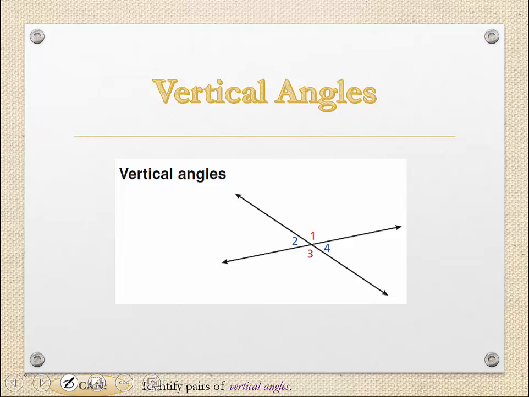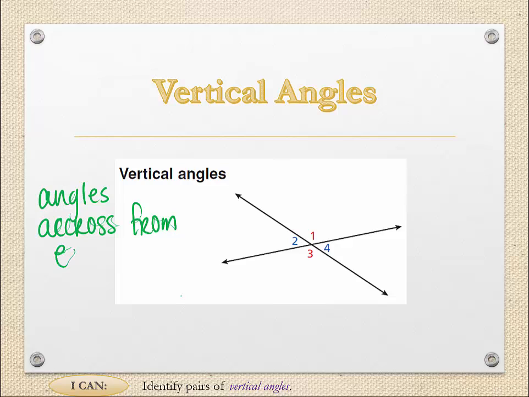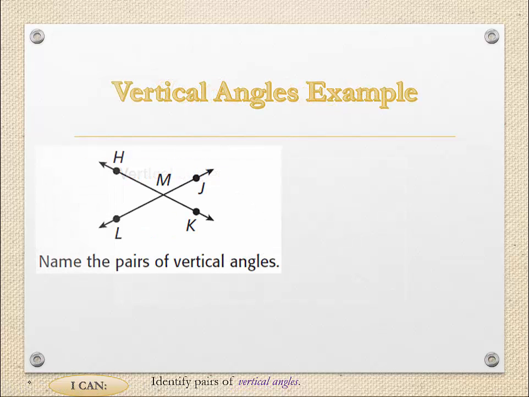Vertical angles are angles across from each other. So in this case, angle 2 and angle 4 are vertical angles, and angle 1 and angle 3 are vertical angles. Now the awesome thing about vertical angles is they are equal to each other. We're not going to do anything with that just yet, but these blue angles here, 2 and 4, are equal to each other, and angle 1 and 3 here are equal measures. So I can identify pairs of vertical angles, so let's check it.